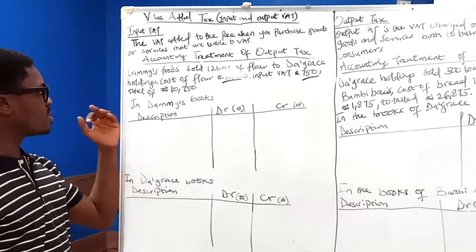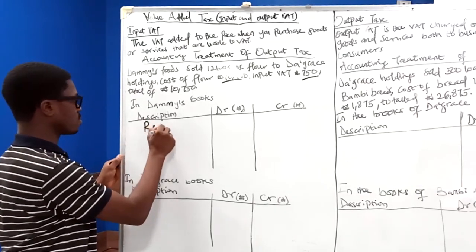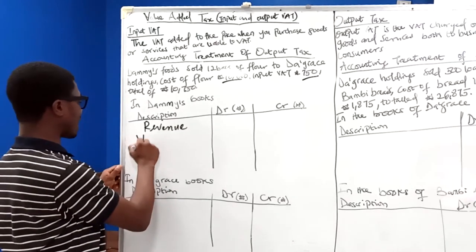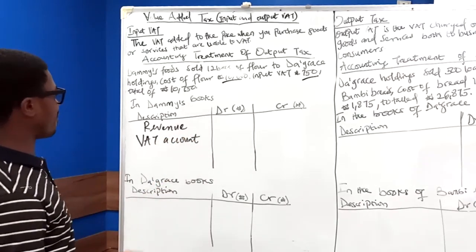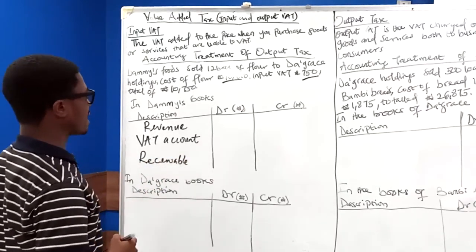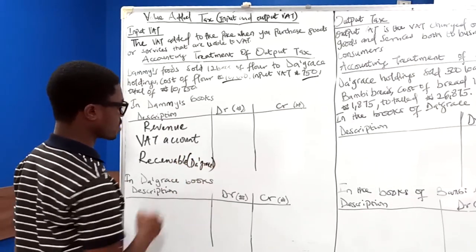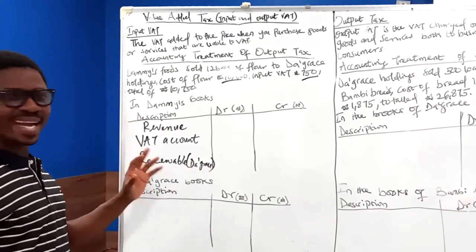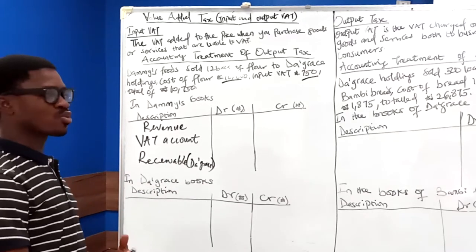Three accounts will be affected here. The first account that will be affected here is the revenue account. Another account that will be affected here is the VAT account. While the last account that will be affected here is the receivable account. And who is the receivable here? Now that we know that the revenue account, VAT account, and receivable account are the three accounts that will be affected, what do we do to the revenue account? What do we do to the VAT account? What do we do to the receivable account?